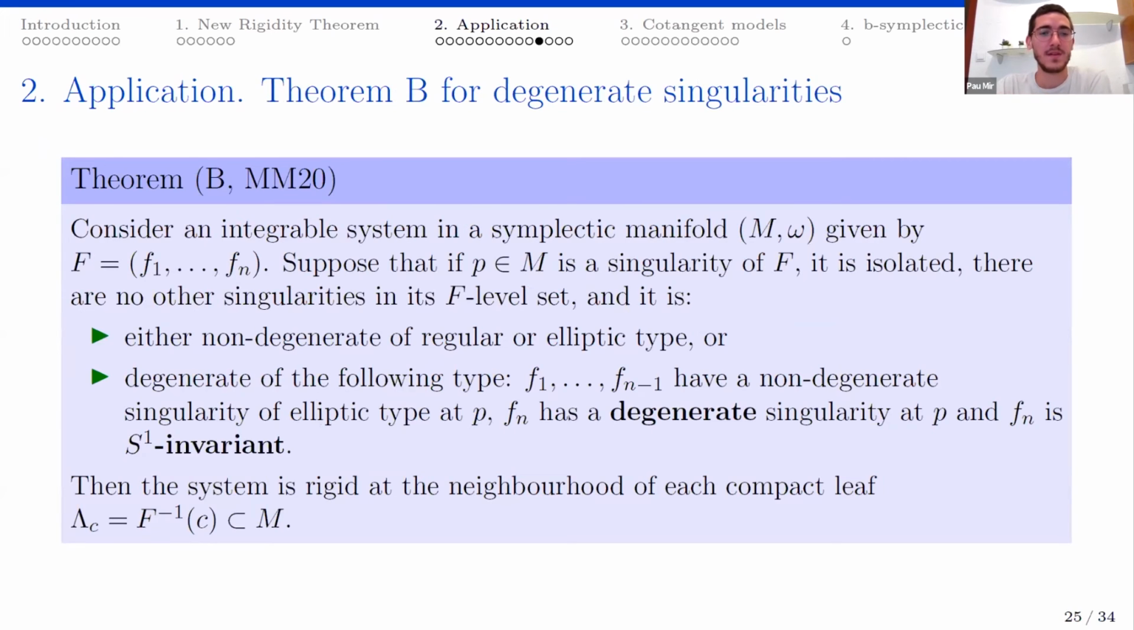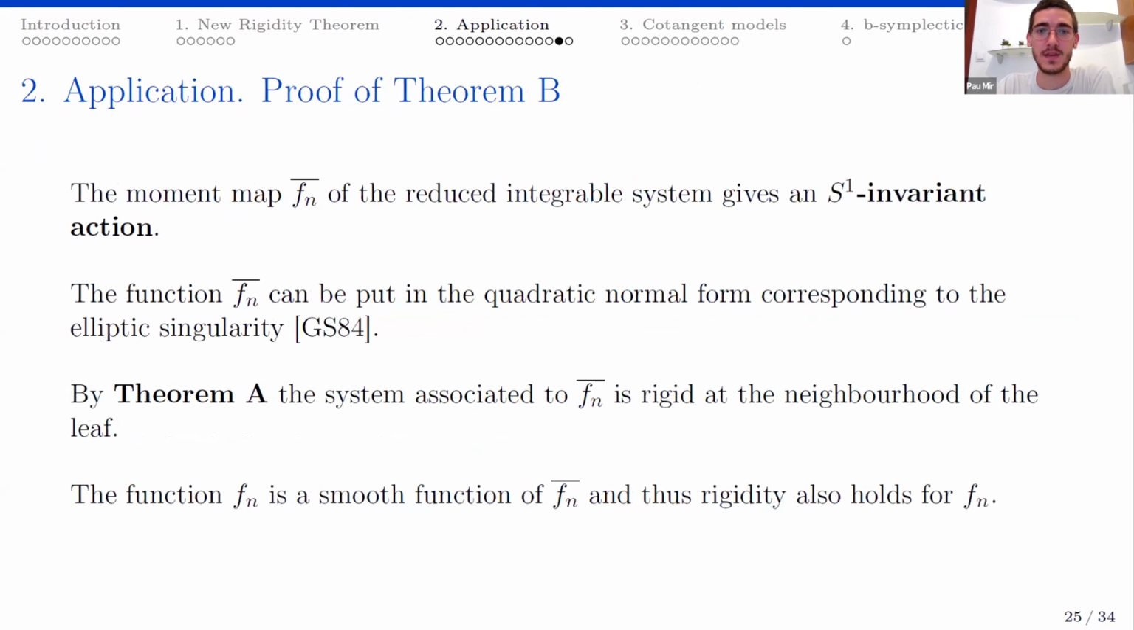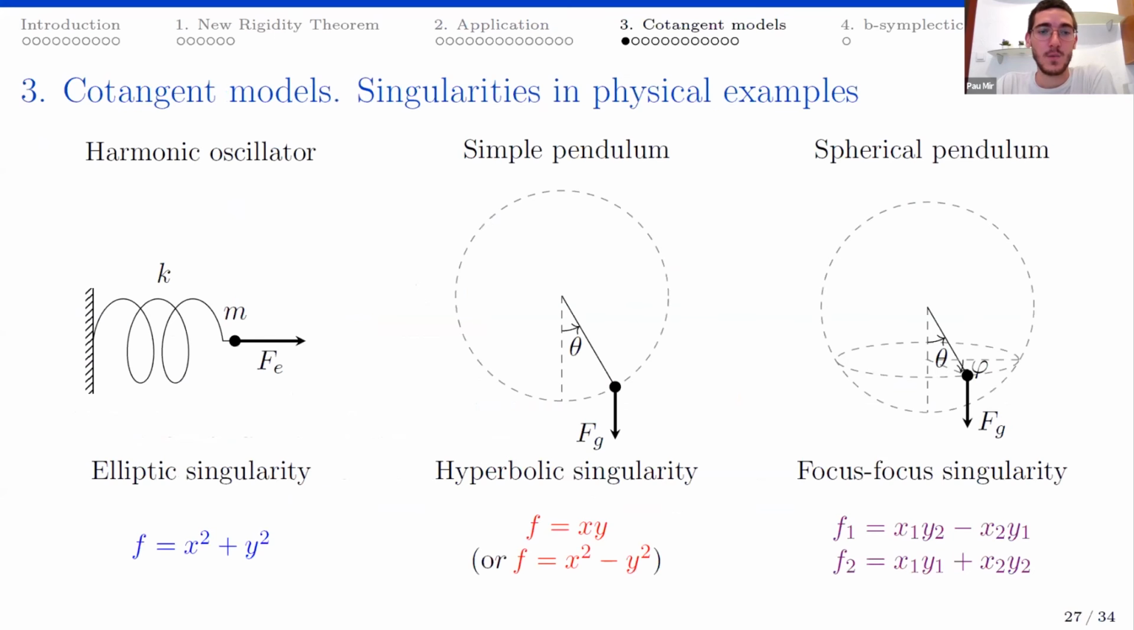And this is Theorem B, which is already proved here, but I will skip also the sketch of the proof. And I wanted to show you that we can find these singularities already in some basic, super basic physical examples. For instance, we find the elliptic singularity in the harmonic oscillator.